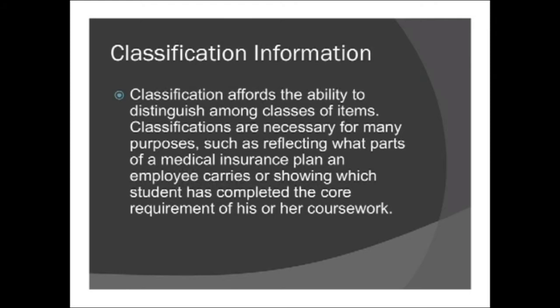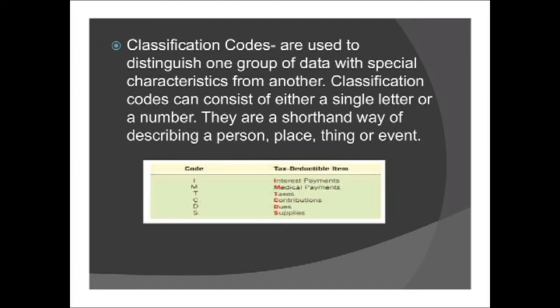Classifying information. Classification affords the ability to distinguish among classes of items. Classifications are necessary for many purposes, such as reflecting what parts of a medical insurance plan an employee carries, or showing which student has completed the core requirement of his or her coursework. In classifying information, we can use classification codes. Classification codes are used to distinguish one group of data with special characteristics from another. Classification codes can consist of either a single letter or a number. They are a shorthand way of describing a person, place, thing, or event.